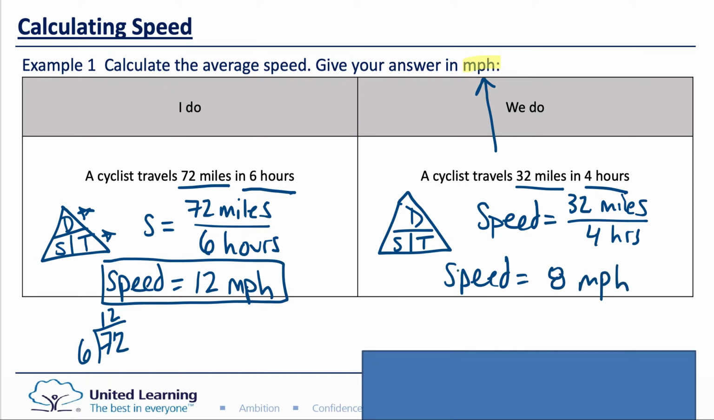That's quite slow. That cyclist is quite slow. Maybe it was a hill. Who knows? Right.